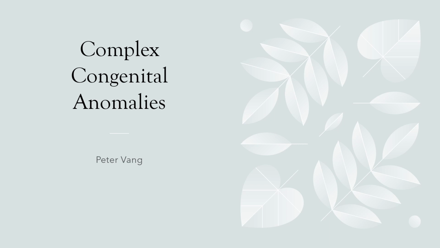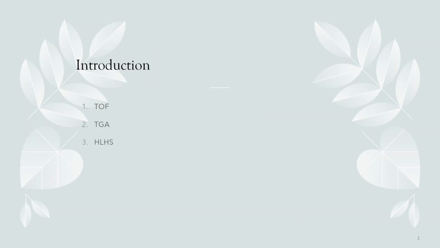Okay, so today's presentation will be on complex congenital anomalies. The presentation will cover three different types of the anomalies. First one being the TOF, second one being TGA, third one being the HLHS, and I'll go into more detail what those stand for and what they mean. So the first one is TOF, as mentioned. And TOF stands for the tetralogy of Fallot.